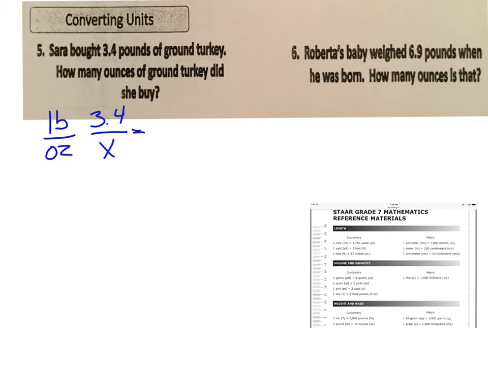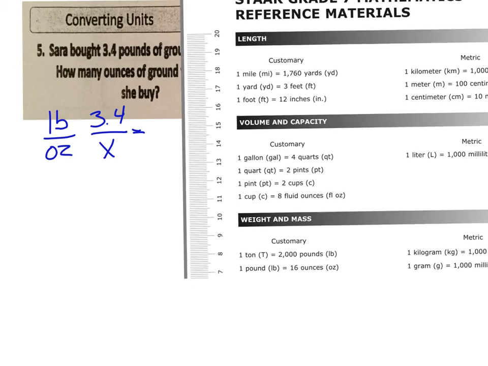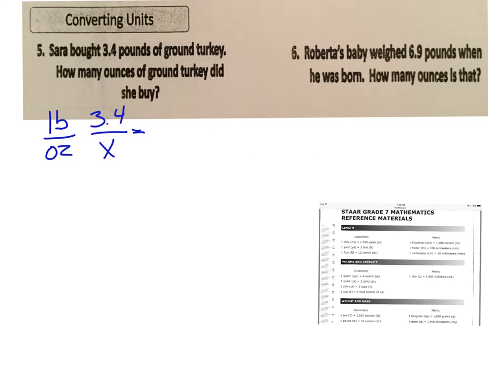Now the other ratio comes from your formula chart. So we look right here, and I see that the formula chart shows pounds and ounces right here at the bottom. So 1 pound is 16 ounces, and that's where we get our second ratio. So that is 1 pound to 16 ounces. Make sure you put it in the correct order.